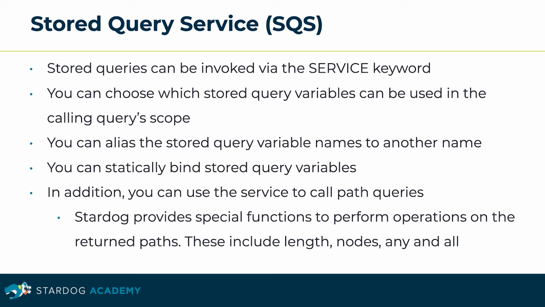You can statically bind stored query variables. In addition, you can use the service to call path queries. Stardog also provides some special functions to perform operations on those return paths. These include length, nodes, any, and all. The functions any and all allow a user to check if a condition holds for some edges of the path or all edges of the path, respectively.